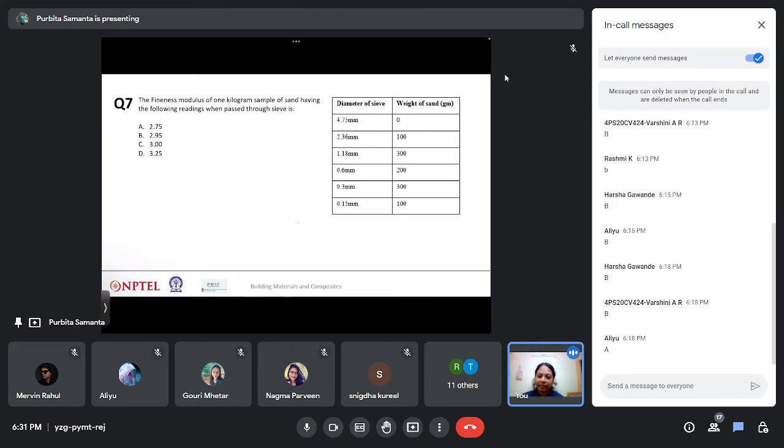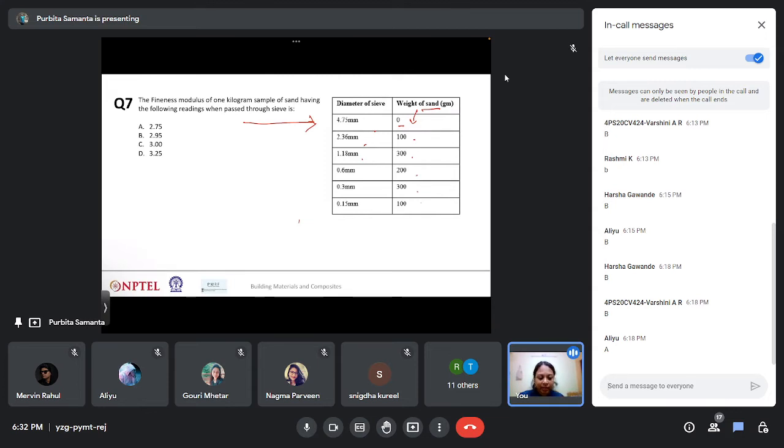sample of sand having the following reading. When passed through the sieve, the diameter of the sieve on one side is 4.75 mm. The weight of sand retained, basically how much of the sand is retained, is 0. 2.36 mm has 100 grams, 1.18 mm has 300, the next one has 200, the next one has 300, and then 0.15 mm has 100 grams of sand retained in it.